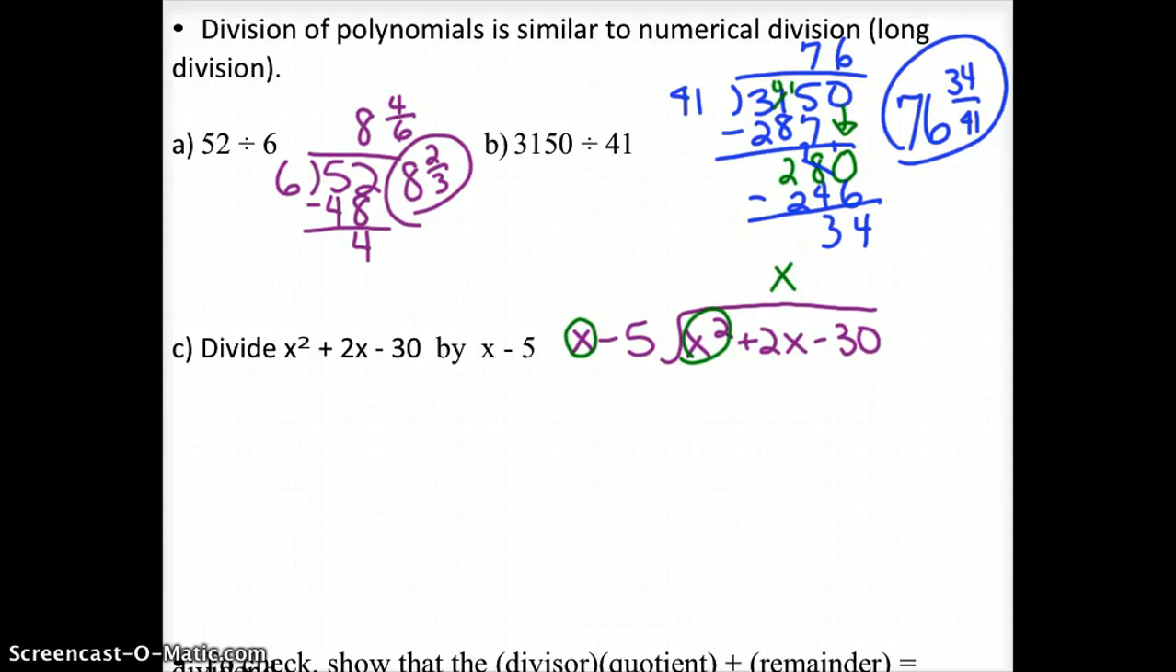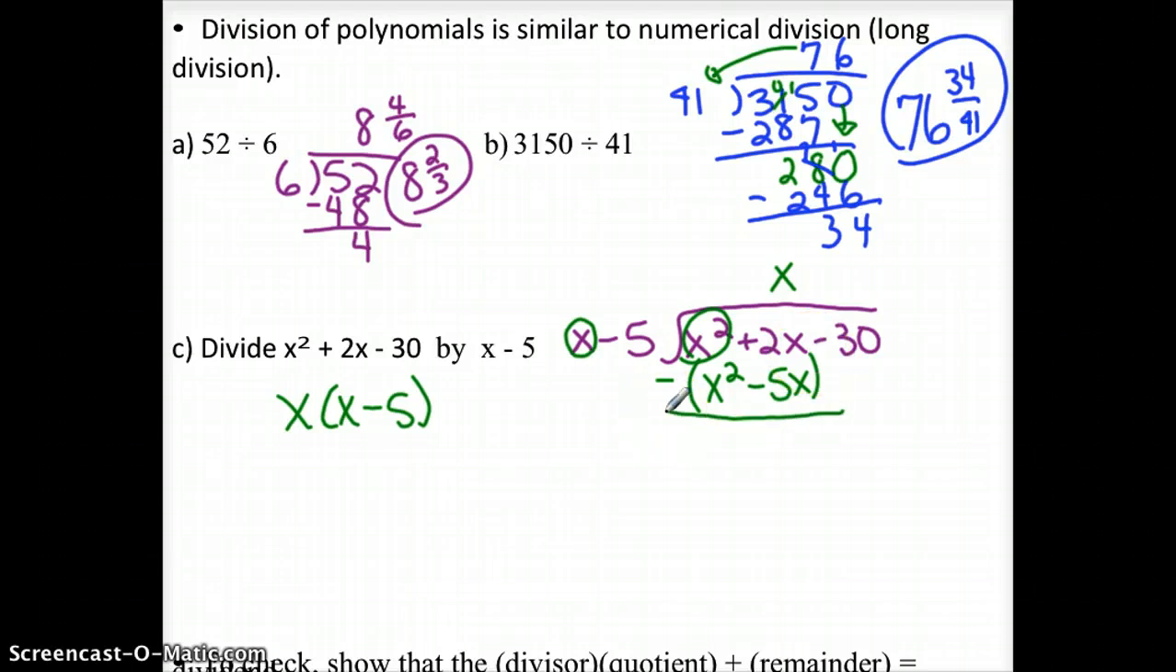And then just like I did here, I did 7 times 41, here I'm going to do x times x minus 5. If you need to multiply it out, that's fine. You're going to use the distributive property. I try to do it as much mentally as I can. But x times the quantity x minus 5 is going to be x squared minus 5x. And once I have that, just like I did before, I'm going to subtract it, but I'm subtracting this whole thing, so I need to be pretty cautious.